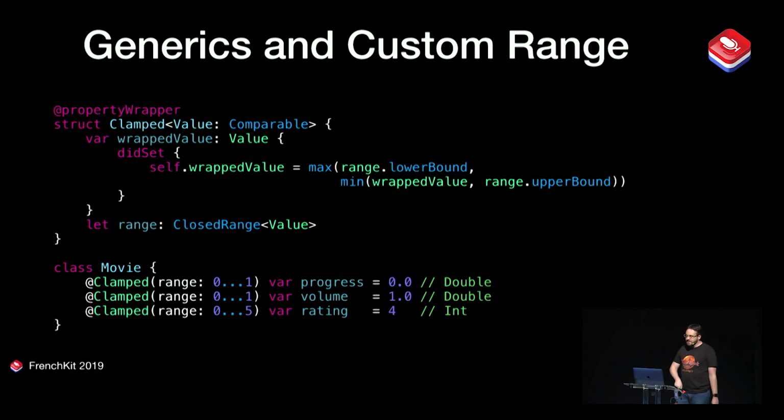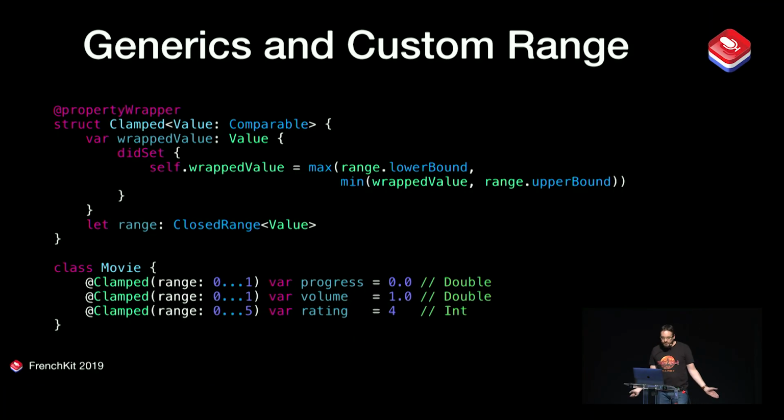So what's happening here is the code that the compiler is going to generate is an _progress property, and it's going to initialize that with Clamped init with wrappedValue equals 0, and range equals the range between 0 and 1. So the magic here is that it's going to call the init, inject the thing that is on the right-hand side of the equal sign as the first parameter, called wrappedValue, and then everything else that you put in parentheses, like range here, is going to be the remainder of the init.